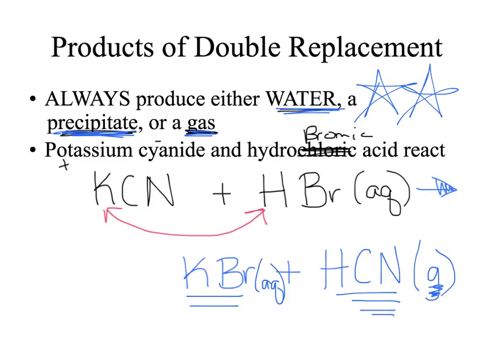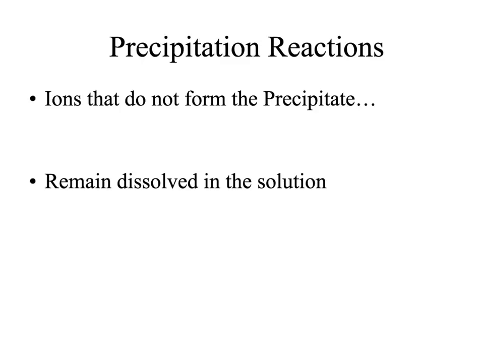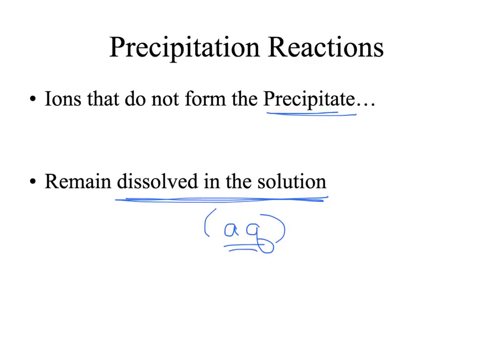Today in class we just identified if there was a precipitate or not. If there is no precipitate, if none of them are a solid, the next step is to look and see, is either one of them water? If not, then it must be a gas, and we need to write that in parentheses here. So if the ions do not form the precipitate, they simply remain dissolved in the solution. So that would be the aqueous compound that is there.